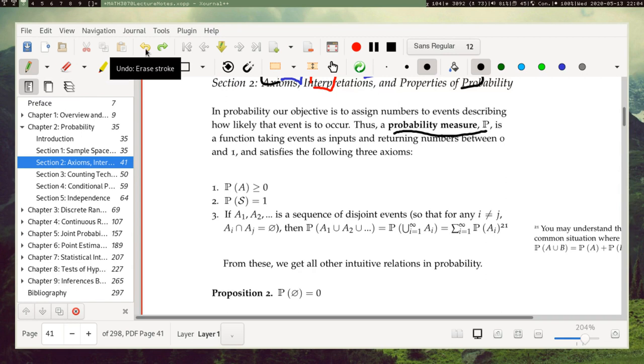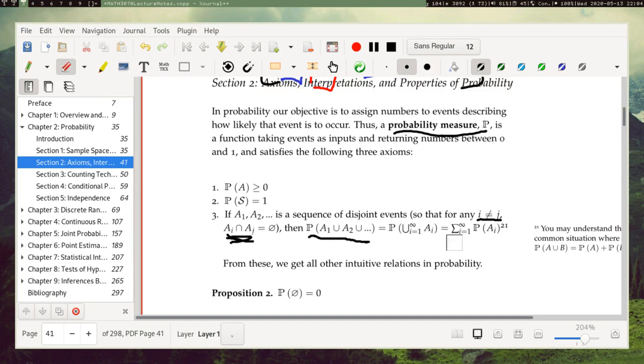Finally, this is the weirdest looking axiom. If we have a sequence of disjoint events, so in other words, for any i not equal to j, the intersection of any two such events is equal to the empty set. And furthermore, this is for a potentially infinite sequence of disjoint events. We say that the probability of the union of those events is equal to the sum of their individual probabilities.